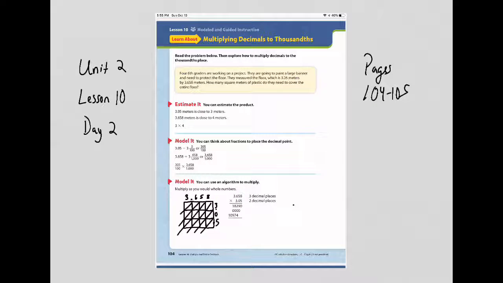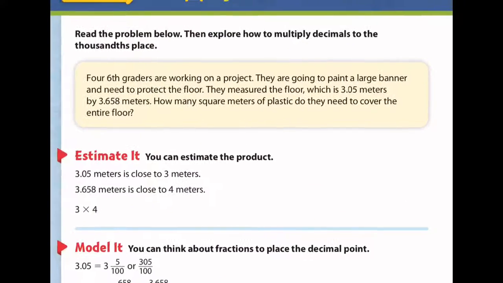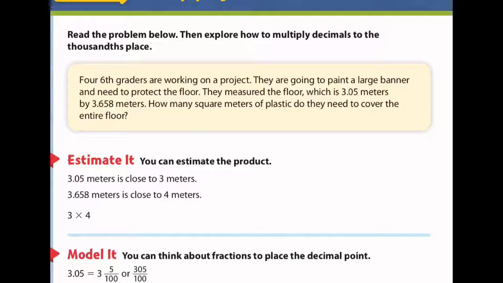Make sure your math book is on page 104. If not, go get it. If you have it, let's start by reading this problem at the top, and then you're going to explore it. It says, 4 6th graders are working on a project. They are going to paint a large banner, and they need to protect the floor. They measure the floor, which is 3.05 meters by 3.658 meters. How many square meters of plastic do they need to cover the entire floor?